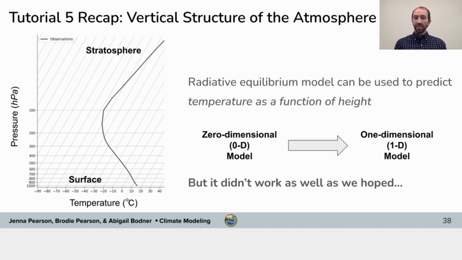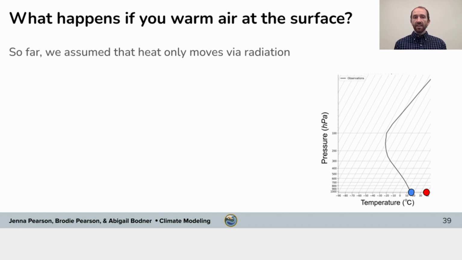So we're going to be adding another element of physics to this model that will hopefully make it better reproduce the observed temperature structure of the atmosphere. And to understand that physical process that we're adding, we're going to ask the question of what happens if you warm air at the surface.